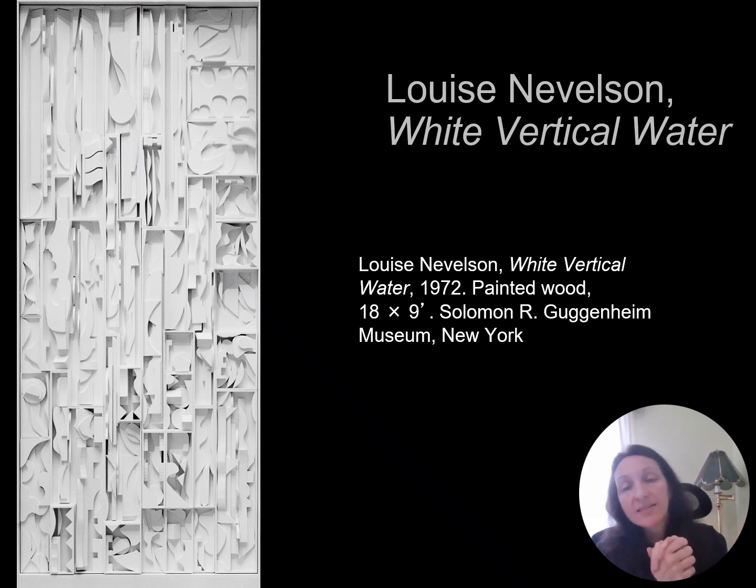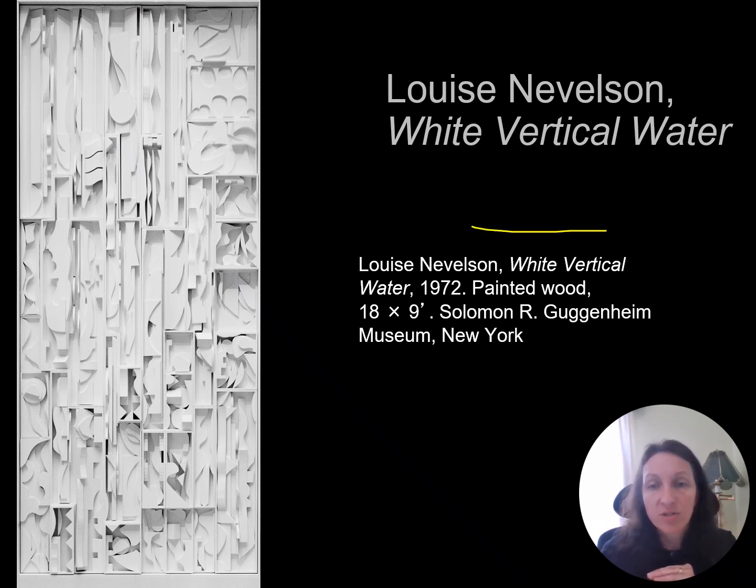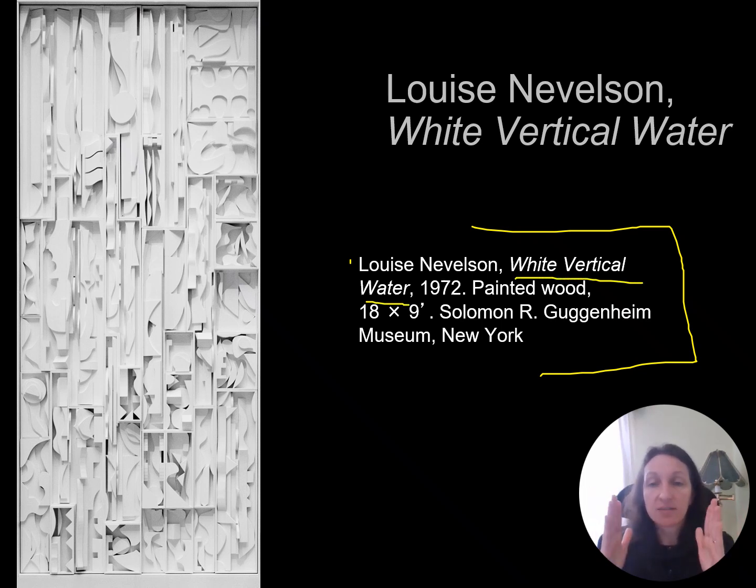All right, next is Louise Nevelson's White Vertical Water. We're going to pause and talk about this for just a moment. First things first, on all artworks that I show you guys, there's going to be a little brick of information, and I want to take this moment to break that down since this is the first lecture. The first thing you're going to see in this brick is the name of the artist, so Louise Nevelson here. Second is going to be the title, White Vertical Water, and that title is almost always going to be italicized.